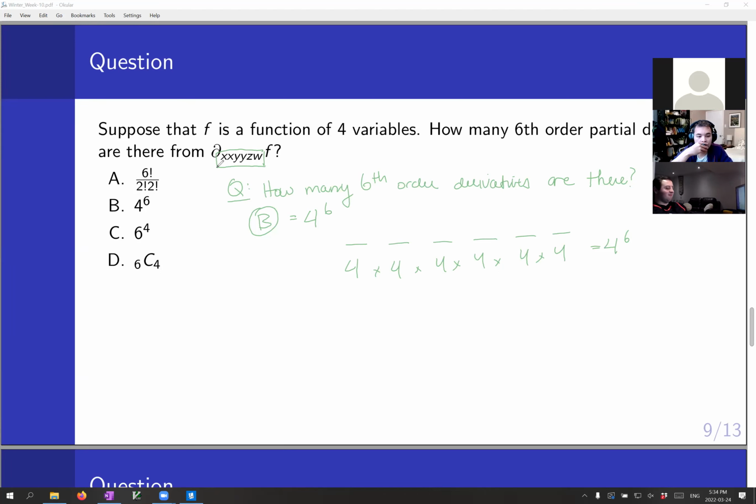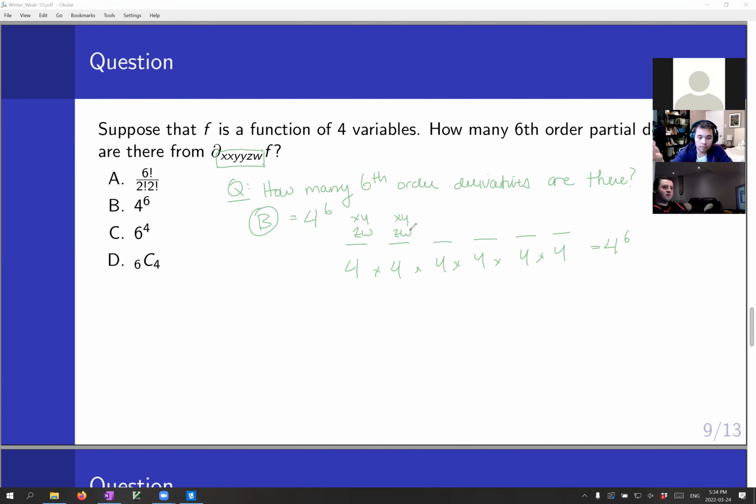It's 4 because you have 4 variables. So you have x, y, z, or w that you could put here. So you could do x, x, x, x, x, x. You could do x, x, x, x, x, y, and so on and so forth, right? So you get a lot of options. So it's 4 because of those 4 variables, and it's 6 because of the number of derivatives. So Clairaut says you can compute these derivatives in whatever order you want.